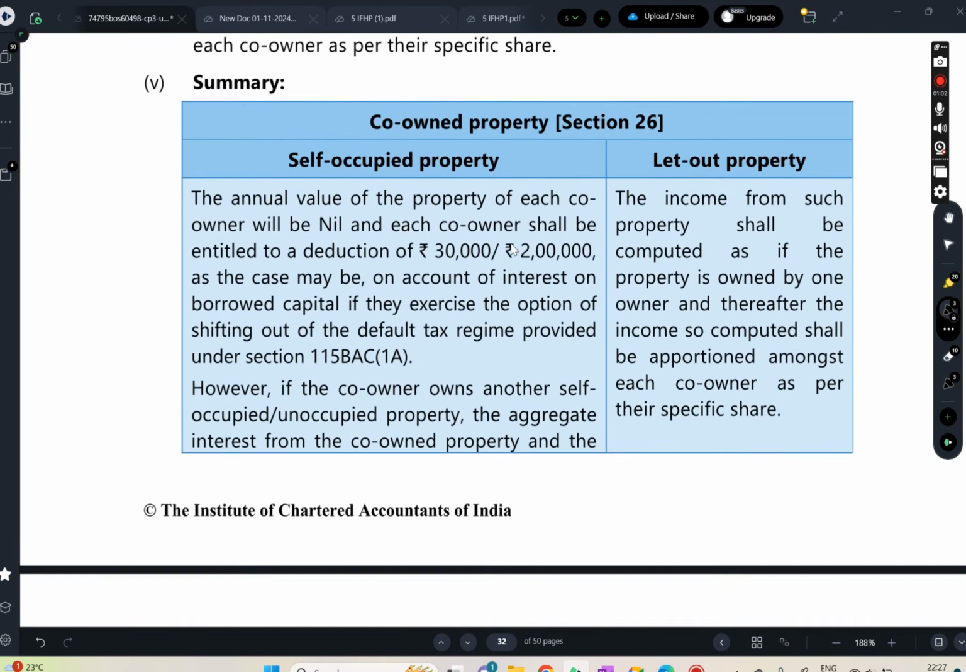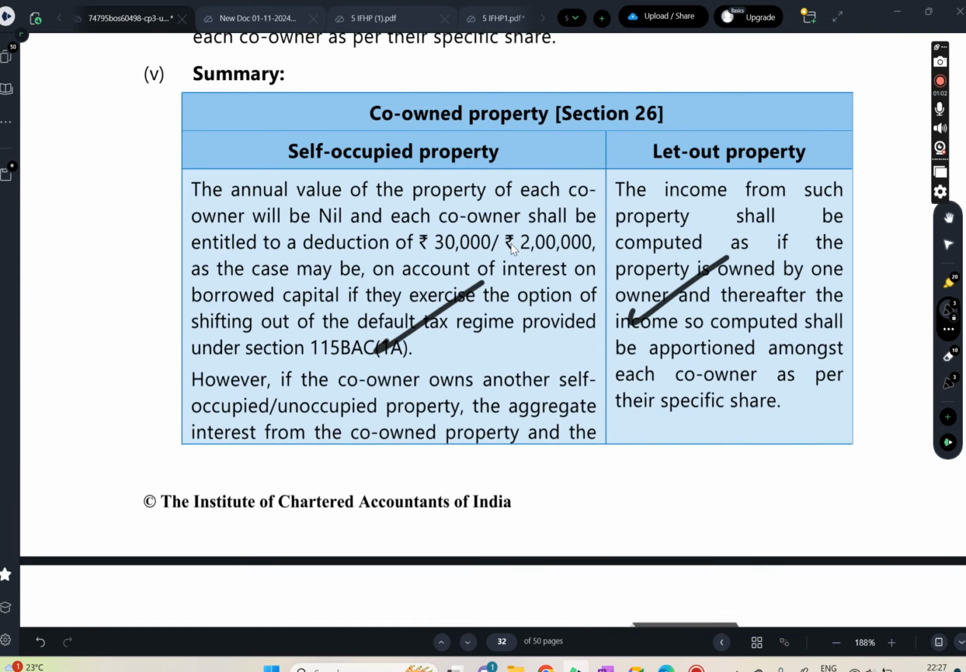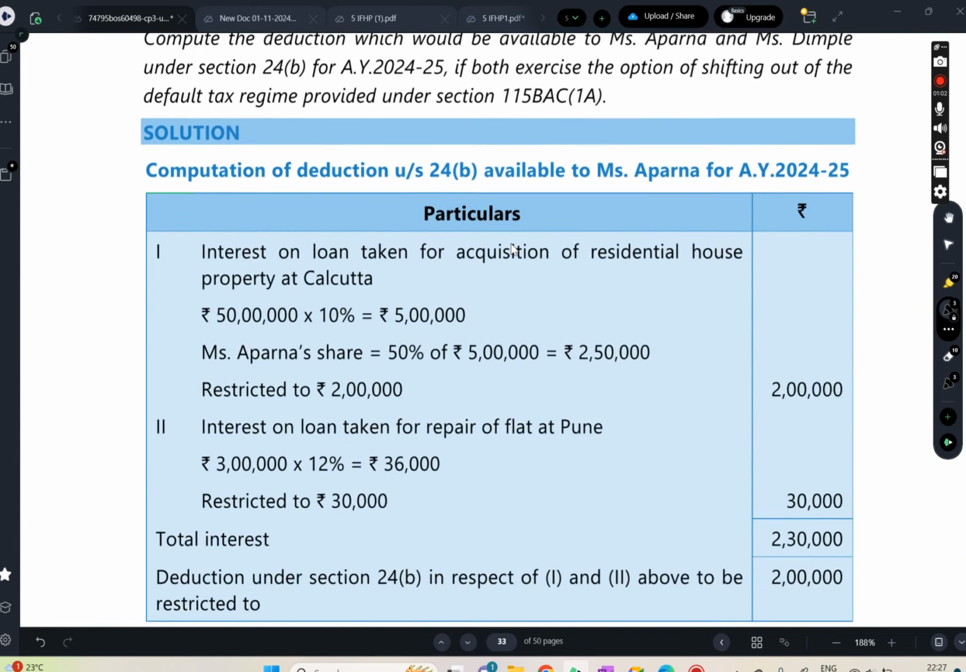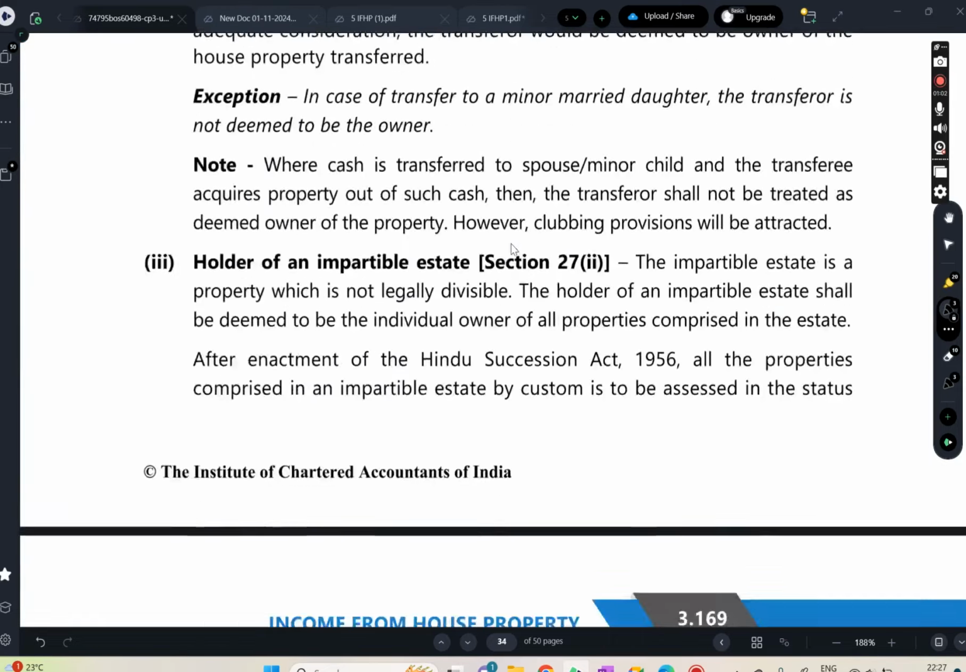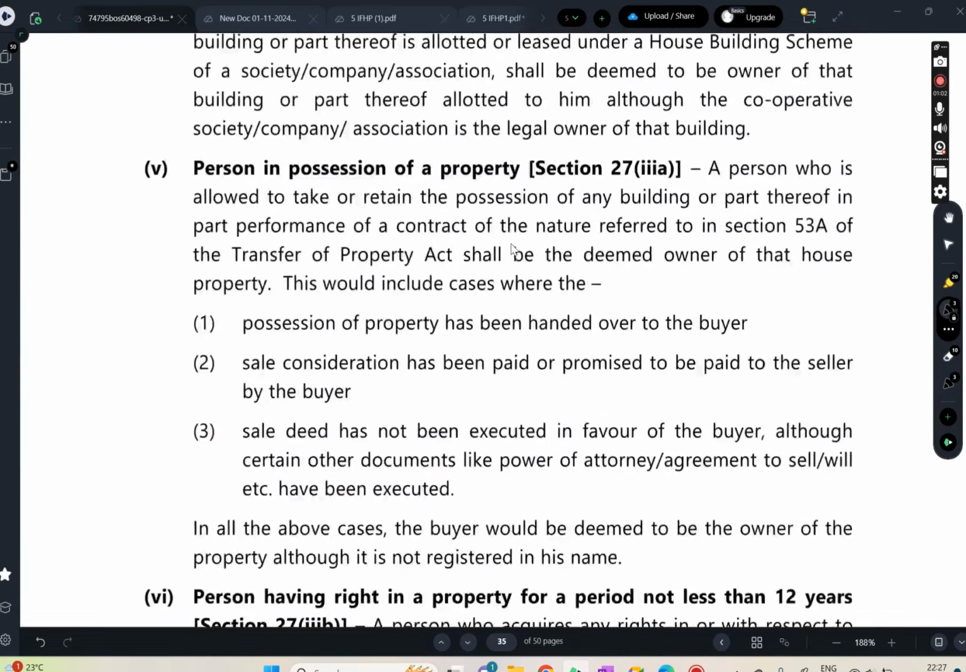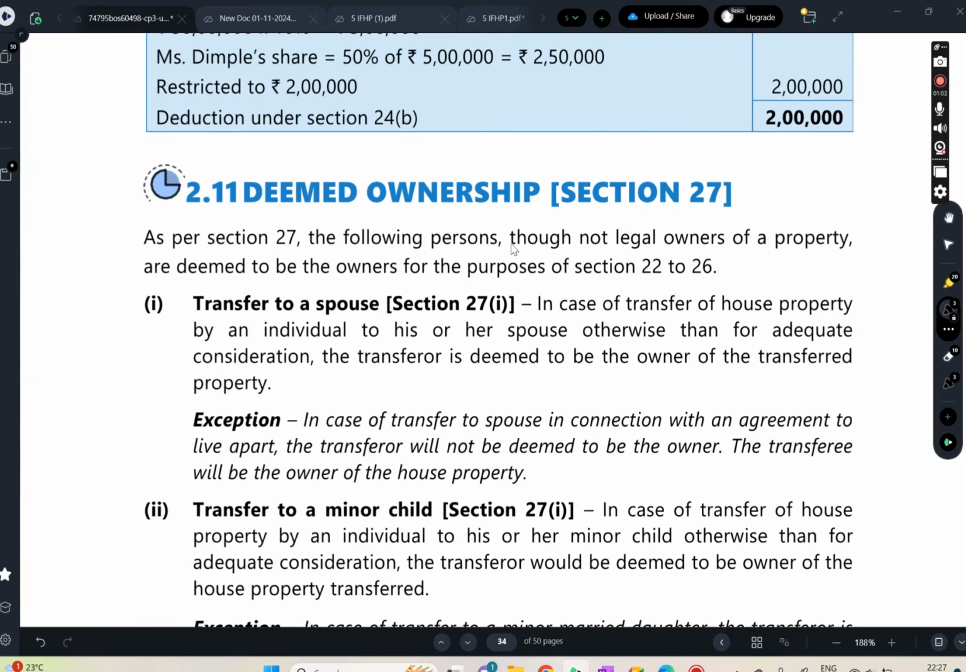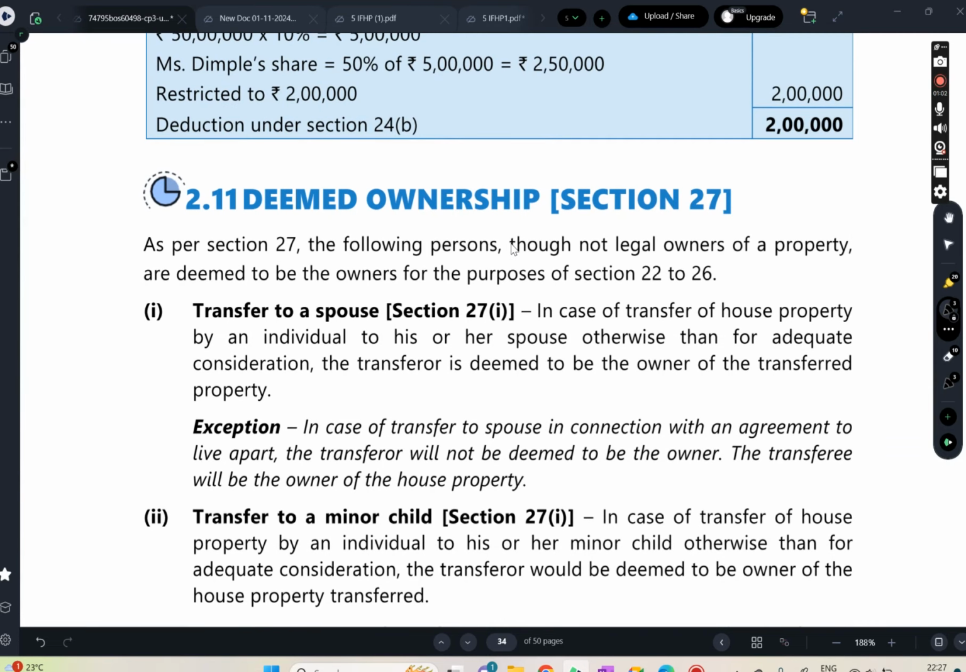Co-owned property we already discussed, as if it is self-occupied property, let out property, all these things we discussed, and the question is pretty much on this only. There is one last question. This is not a question actually, this is a deemed ownership.